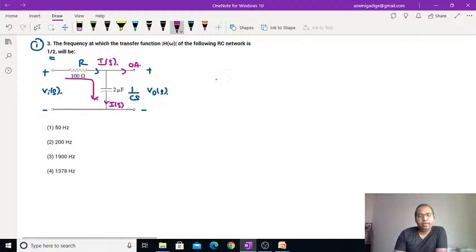Fine. And now the output voltage becomes equal to the voltage drop across this capacitor. So 1 by CS into I of S. Okay, we can take like this. And now coming to the I of S, which is the current flowing through the resistor and the capacitor, this current can be taken as I of S is equal to, just apply the KVL law, guys. You just apply the KVL law here.